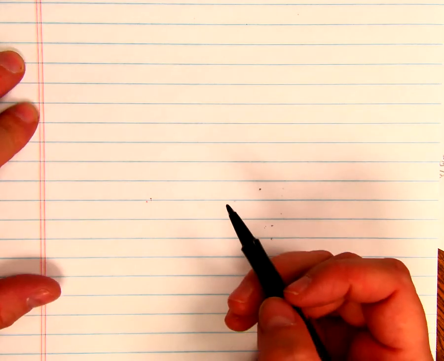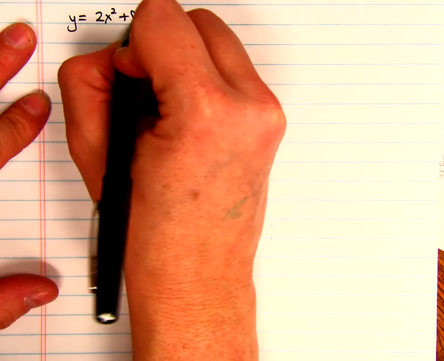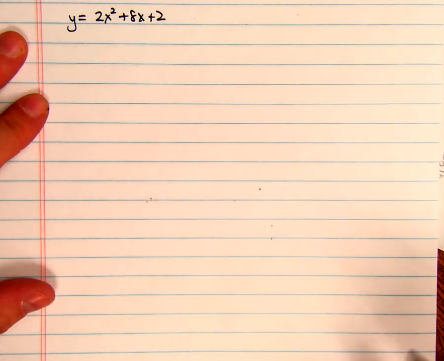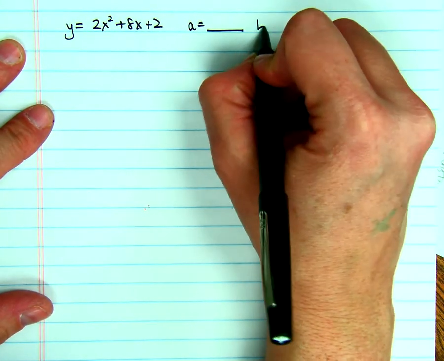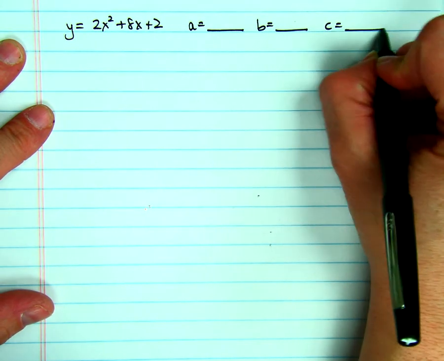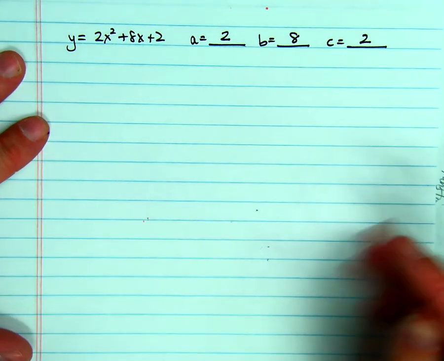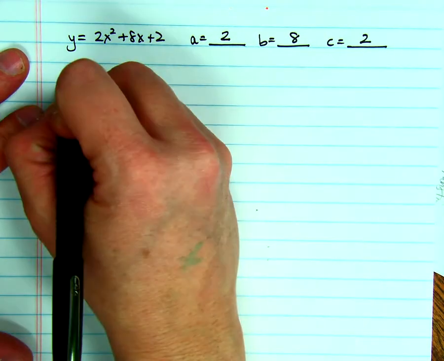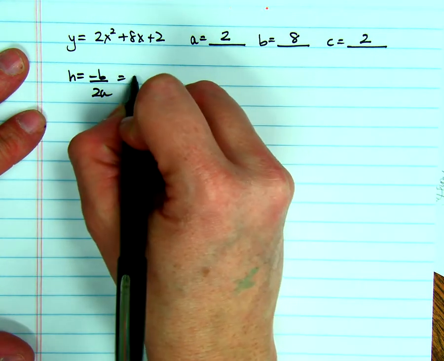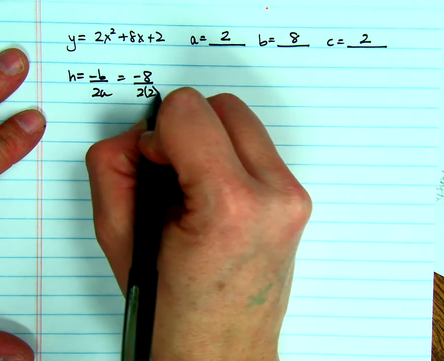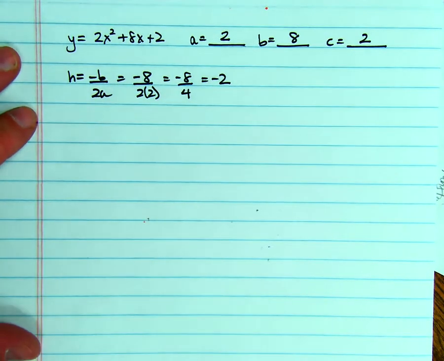Okay, so the last time we talked about, we had y equals, let's say, 2x squared plus 8x plus 2. From there, you should be able to find your a, b, and your c. A was 2, b is 8, c is 2. So once we have that, we can find our vertex using h, the opposite of b over 2a, gives me the opposite of 8 over 2 times 2, negative 8 over 4, it gives me a negative 2. So h is negative 2.